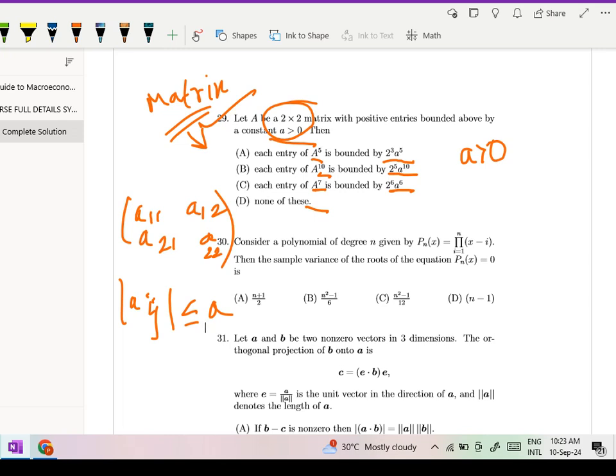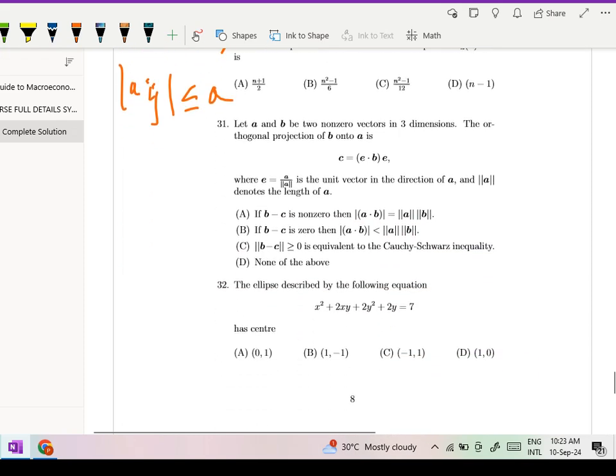Now we have to bound the entries of A to the power n. Each entry in A to the power n is formed by multiplying entries of A and summing them. So since each entry of A is less than or equal to a, each entry of A to the power n will be bounded above by a constant that depends on a. So A to the power n will be bounded by 2 to the power n minus 1 a to the power n. Right. Why? Because in each product calculation there are n terms being multiplied, and there are at most 2 to the power n minus 1 such terms contributing to each entry due to the 2 by 2 structure. Now I have to evaluate the options.